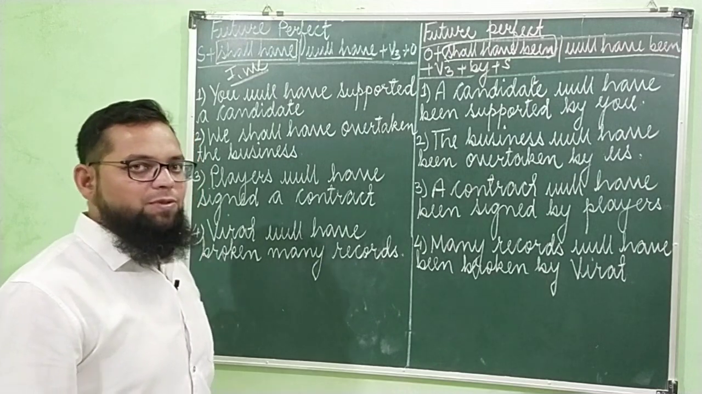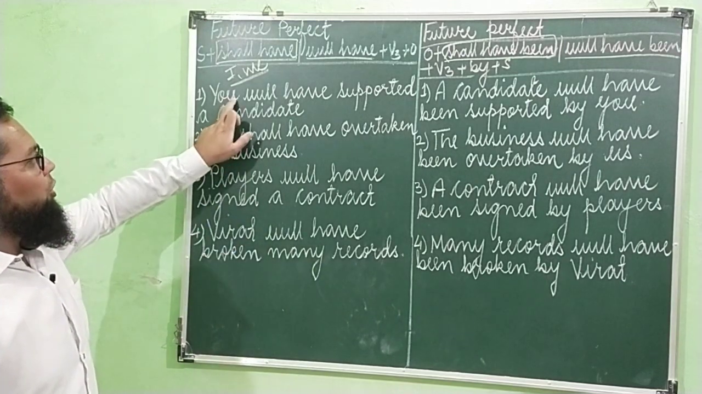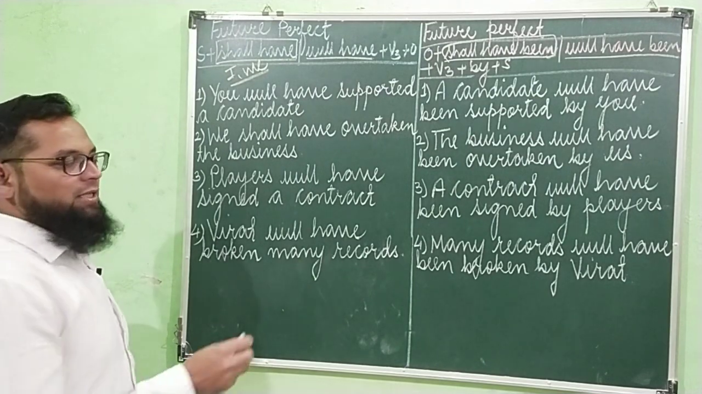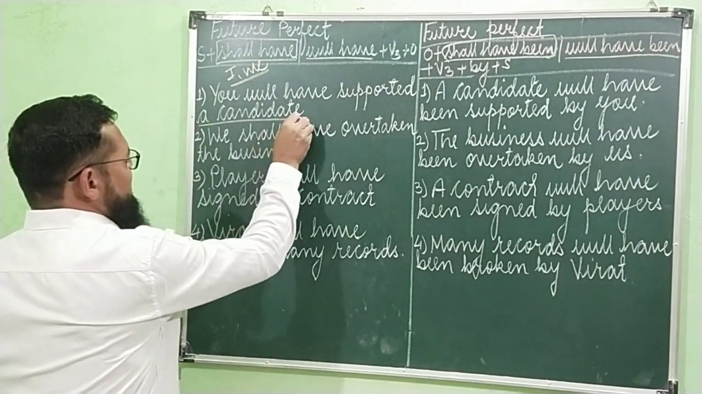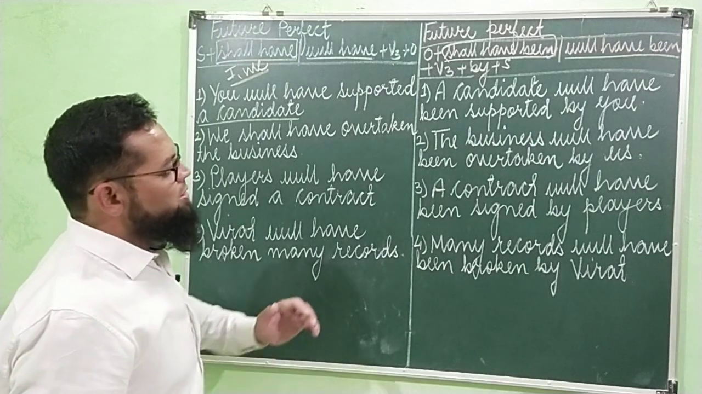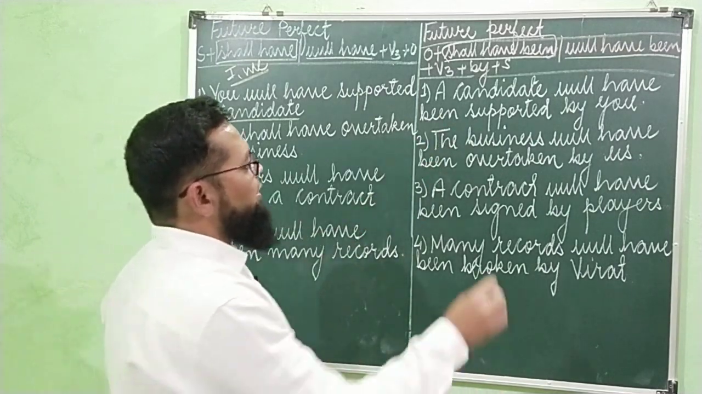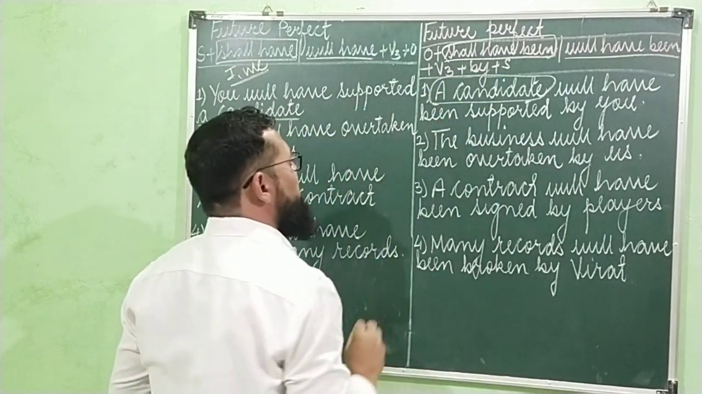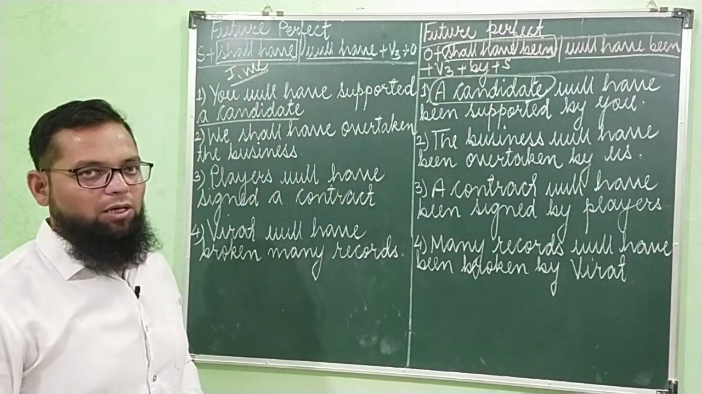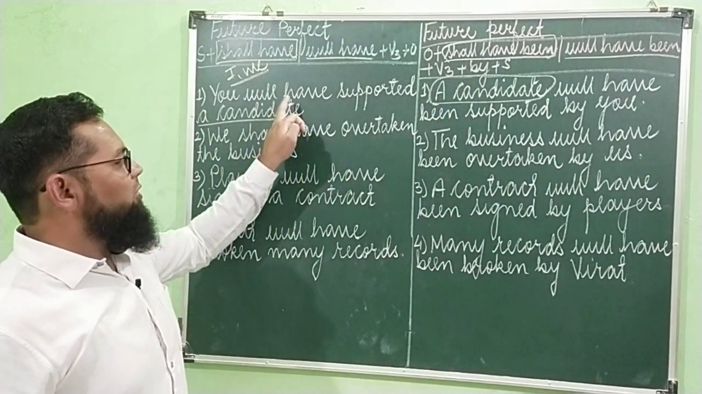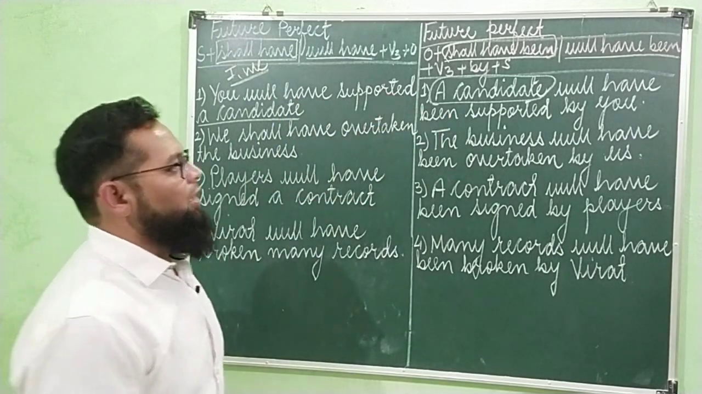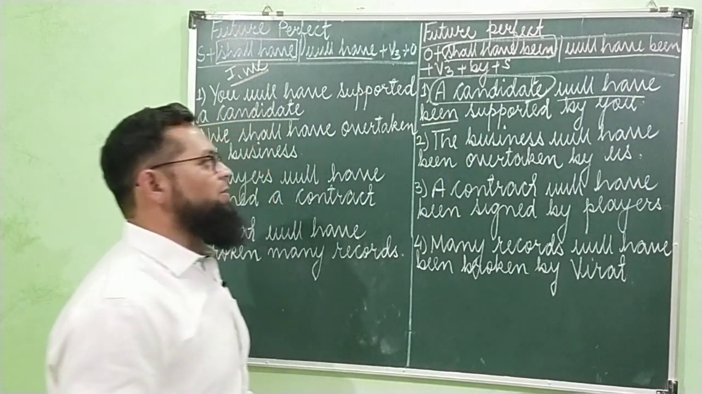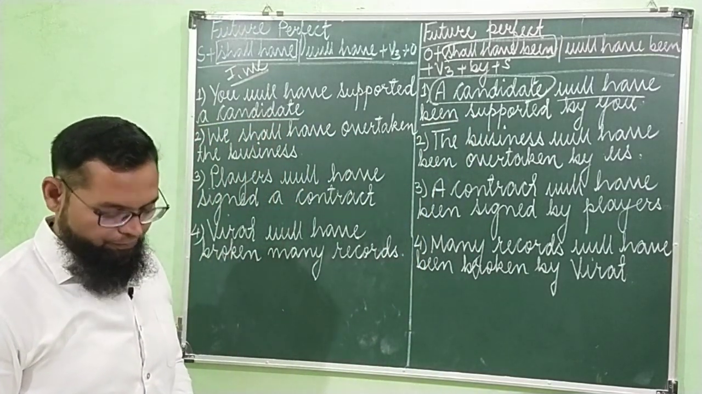Now let's have a few examples. The first example, you will have supported a candidate. So what is the object in the sentence? A candidate. So in the passive voice, I have written the object a candidate. Here a candidate is used as an object. So will have is converted to what? Will have been. So the helping verb is will have been. A candidate will have been supported by you.